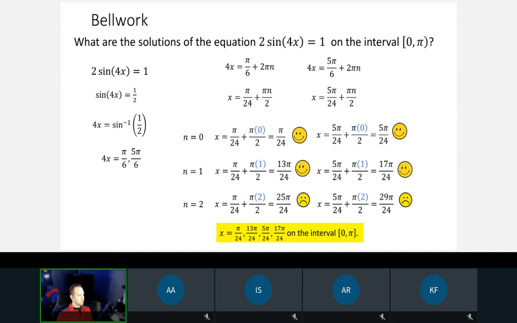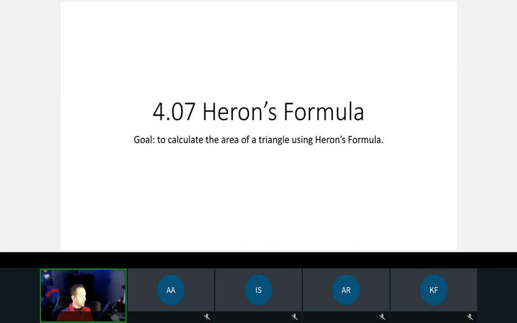Okay, let's go ahead and get started. This is actually a rather quick lesson. So this is 4.07, day 2 of 3: Heron's formula. We are again, just like yesterday, going to calculate the area of a triangle using a different method. It's like the methods don't stop. We know so many now.